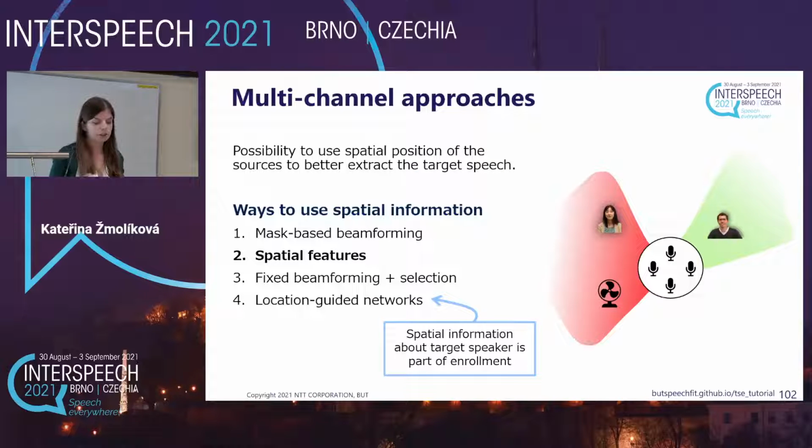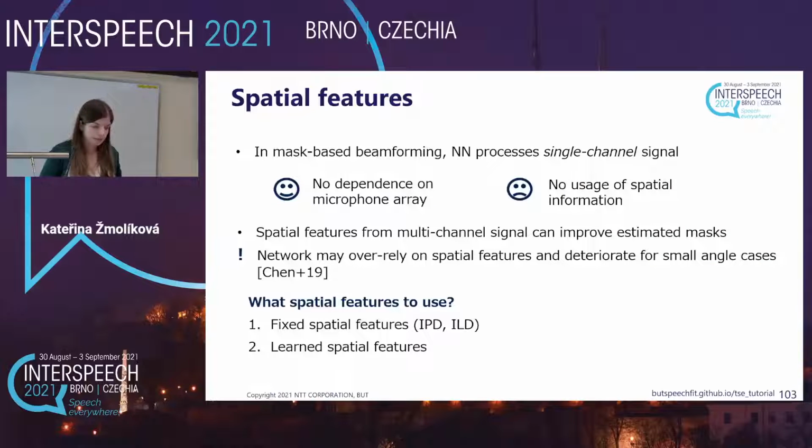Another possible approach is to use spatial features. In the mask-based beamforming, I mentioned that the neural network processes each channel independently. This is by design, and it has some advantage, in particular that the neural network is in no way dependent on the configuration of the microphone array, like the position of the microphones, and it cannot really overfit to a particular microphone array, so we can also apply it to different microphone arrays. On the other hand, the neural network doesn't use the spatial information in any way; that is used only in the beamforming. And the neural network could also benefit from using the spatial information, and it could do better estimation by using it.